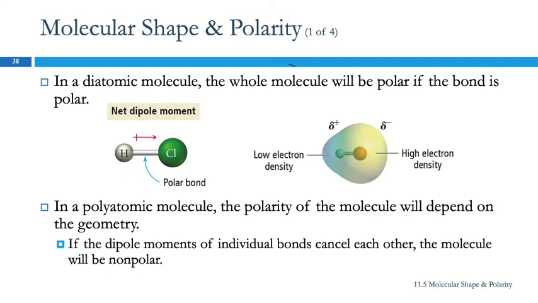If you have a diatomic molecule with just two atoms, if the bond is polar, the molecule's polar. If the bond is nonpolar, the molecule's nonpolar. But when you have more than two atoms, the geometry gets involved because those dipole moments can cancel each other out.